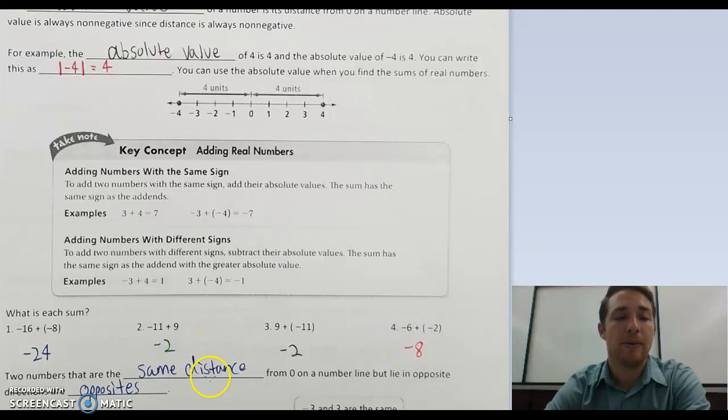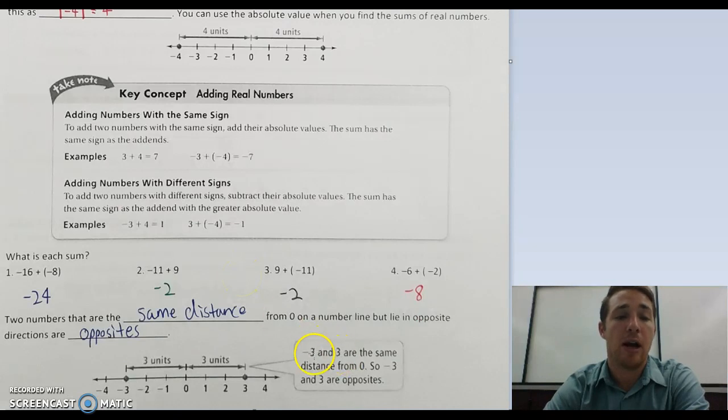So two numbers that are the same distance from 0 on a number line, but lie in opposite directions, we can also call just opposites. So for example, 3 and -3 are the same distance from 0. They have the same absolute value. So we call -3 and 3 opposites.